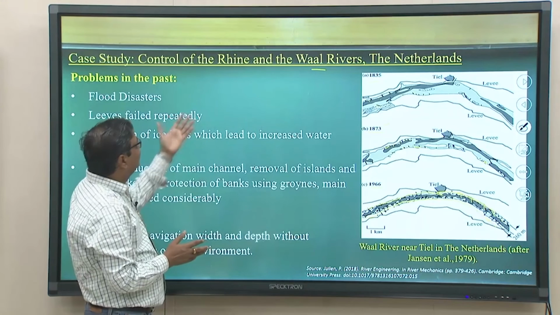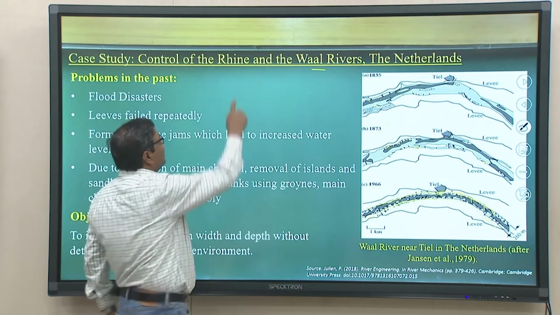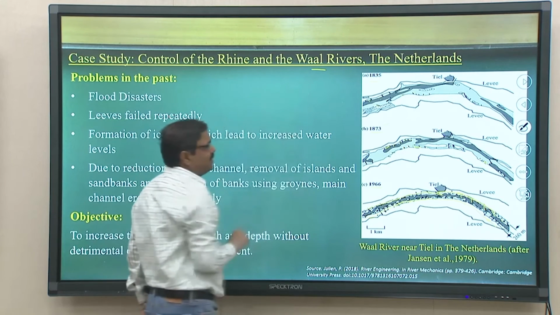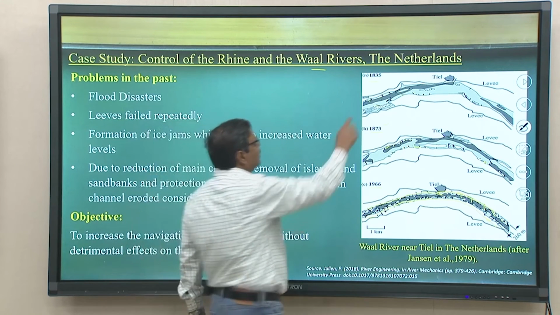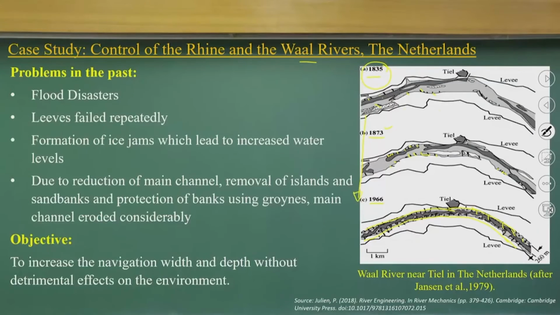This is the history of river training works in the Rhine and the Waal rivers in the Netherlands. If you look at that, from 1835, it took almost 130 years to commit to a river which will be navigable.